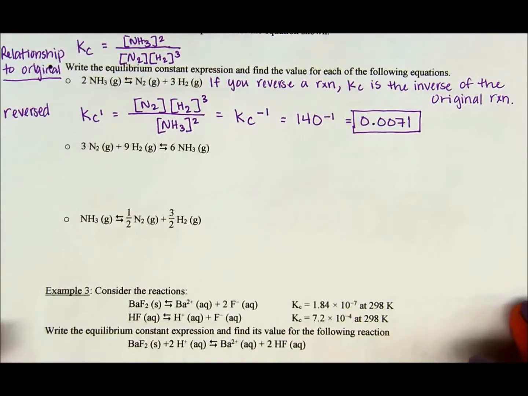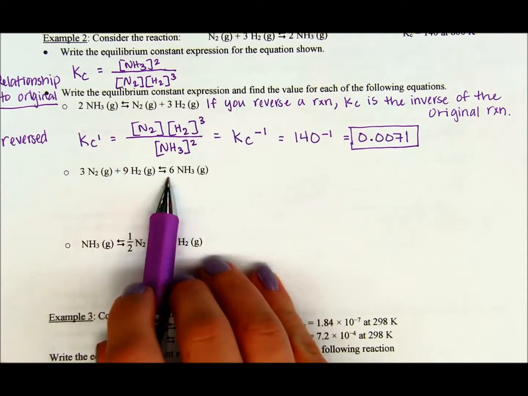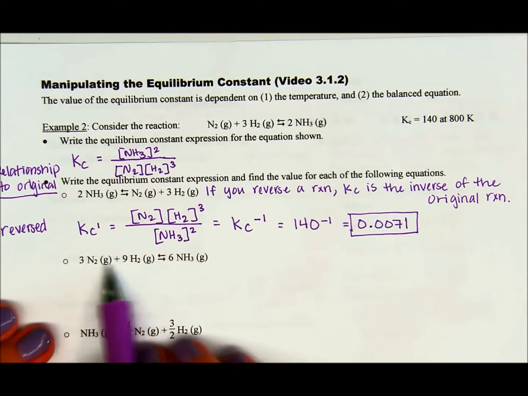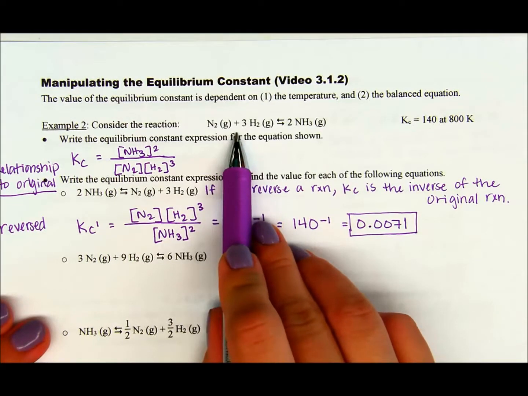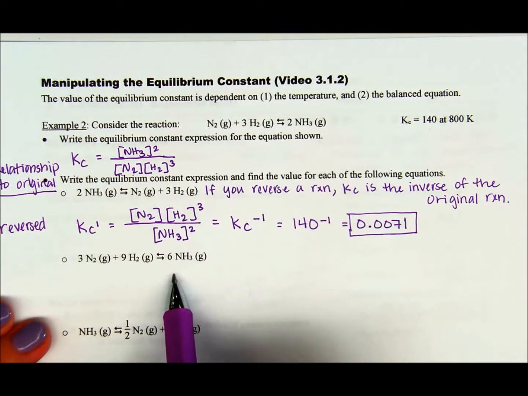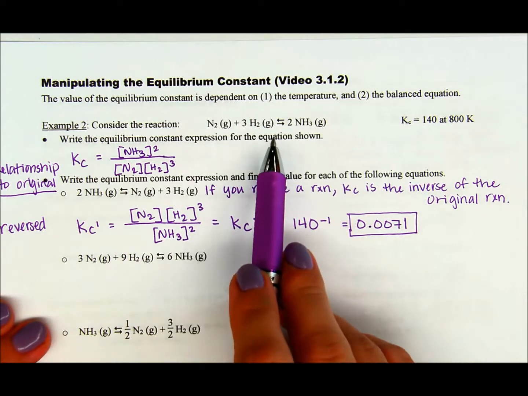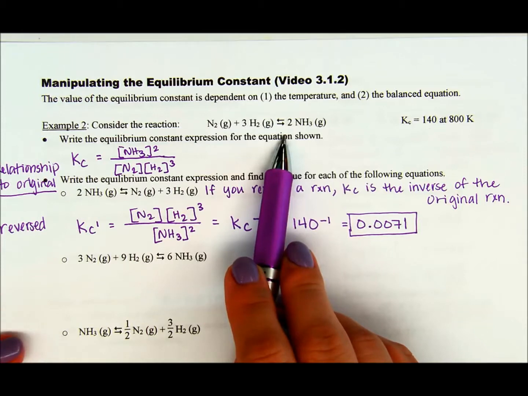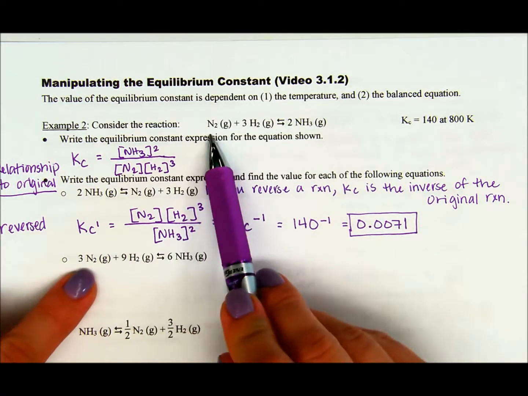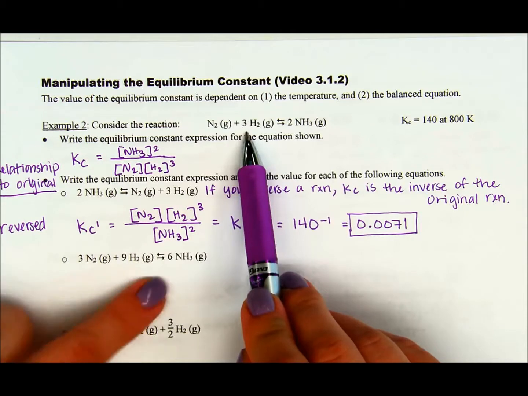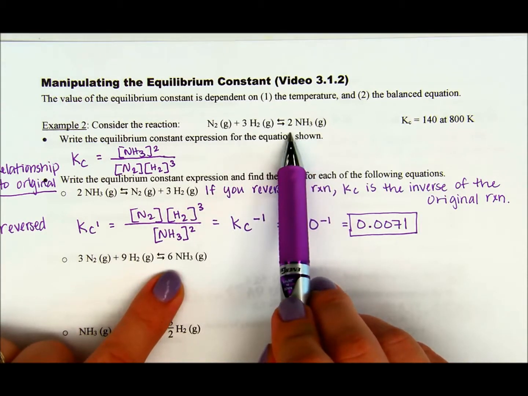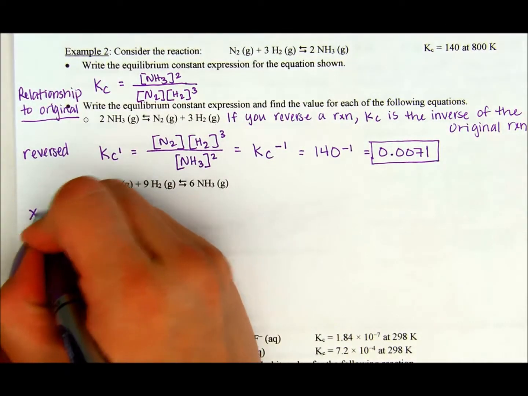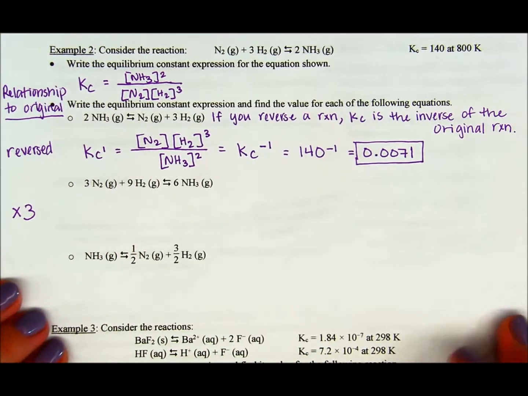Let's take a look at what happens if you change anything else about the reaction. Looking at this reaction, what do you think has changed relative to the original? Well, the whole reaction is just tripled. Instead of 1 N2, you have 3, 9 H2 instead of 3, and 6 NH3 instead of 2. Everything is times 3. So the relationship is you've multiplied the whole reaction by 3.